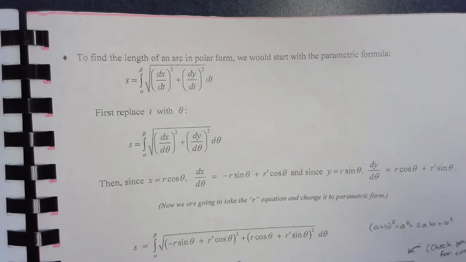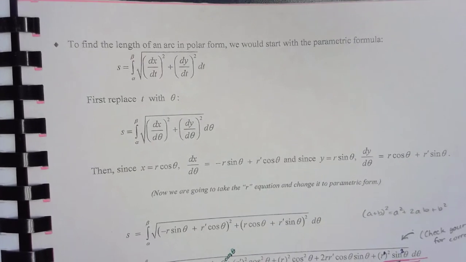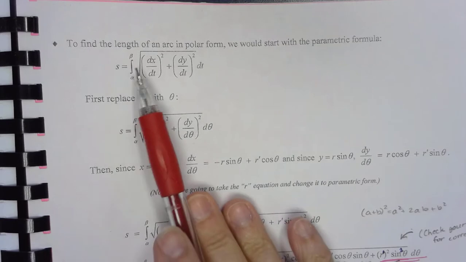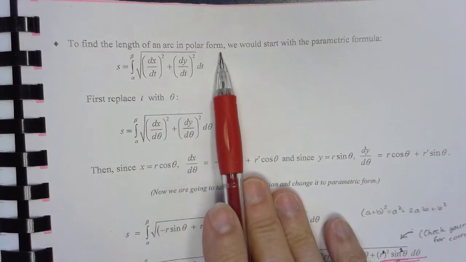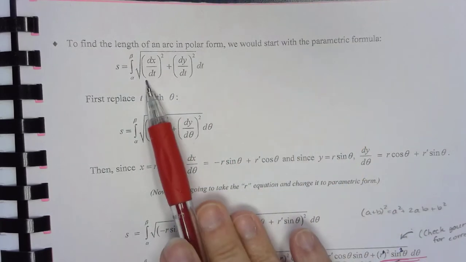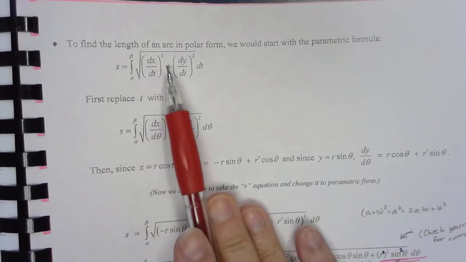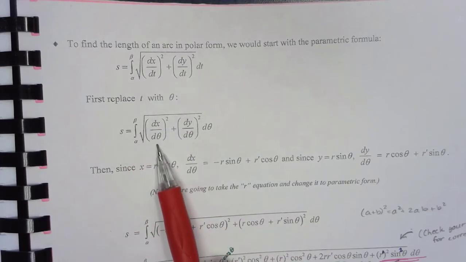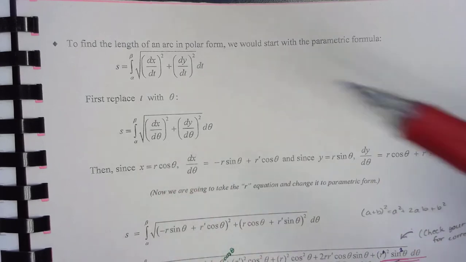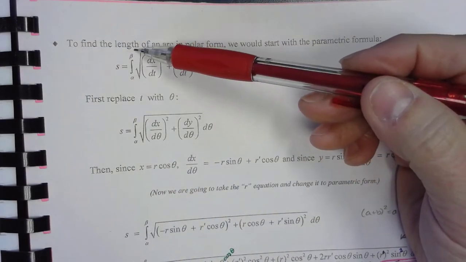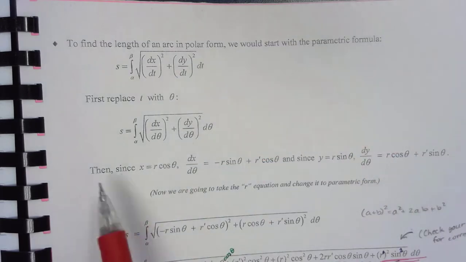The last page of the last formal lesson. Look at that. To find the length of an arc in polar form, arc length, we start with this parametric formula. Remember that one? And instead of t, we're going to replace it with theta. And we're going to go from alpha to beta. That's our angles.